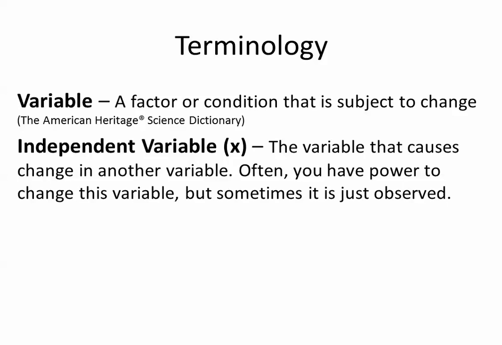Now, like I say, sometimes you have power to change this variable, but sometimes we're just observing it. Right? For example, if x is time, you might not have the ability to make time go forward and backwards, but you can watch what happens as a result of time passing. Okay, sometimes you will have power over it. You might have power over how many hamburgers you're eating relative to how much you weigh, or something like that. So sometimes you'll have power over x, and sometimes you won't.